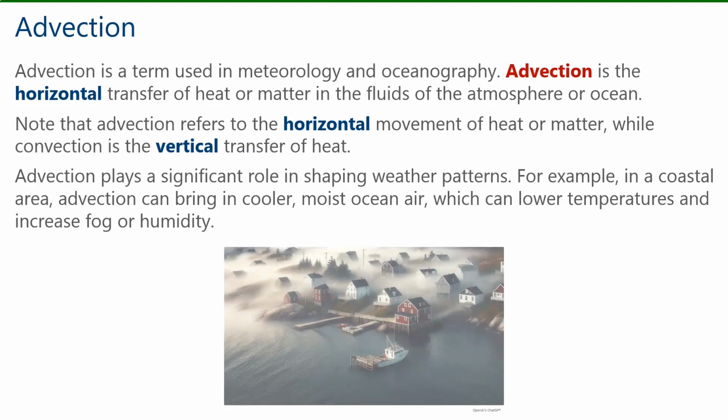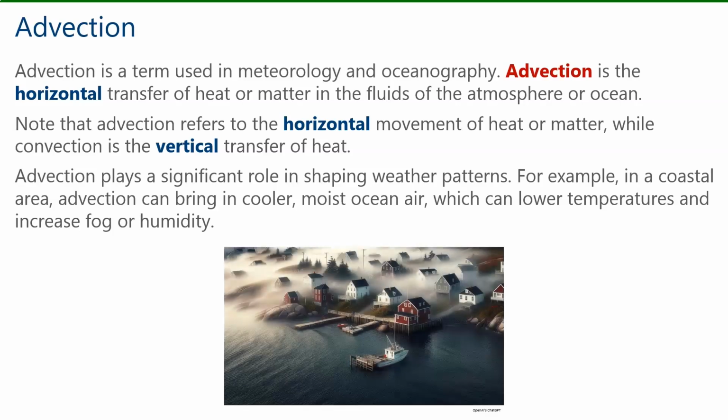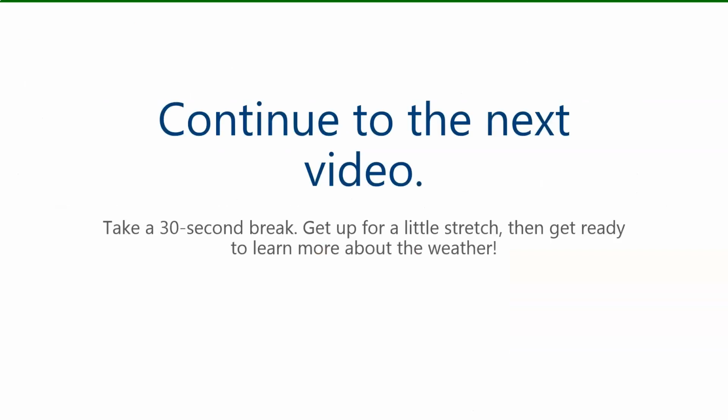For example, in coastal areas, advection can bring in cooler, moist ocean air, which can lower temperatures and increase fog or humidity.